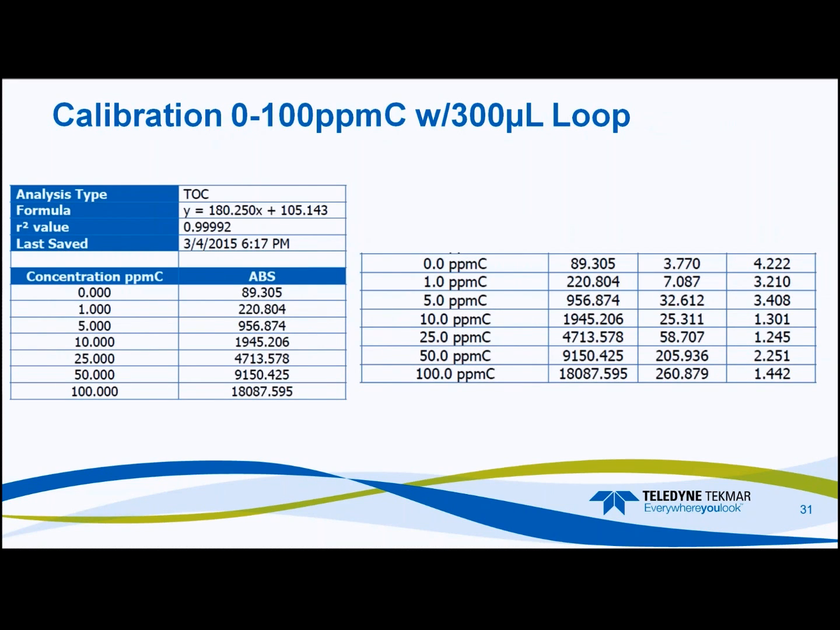So this is the calibration. Once again, we ran our 0 to 100, and this will give you the absorbance counts from the detector. So you can see our RSDs are all very good, and we got a 0.9999 for our R squared value.